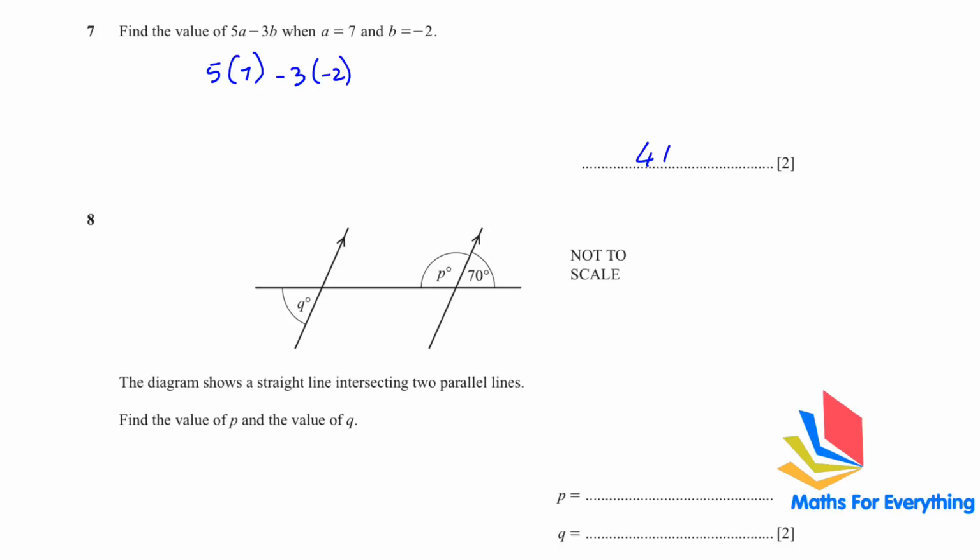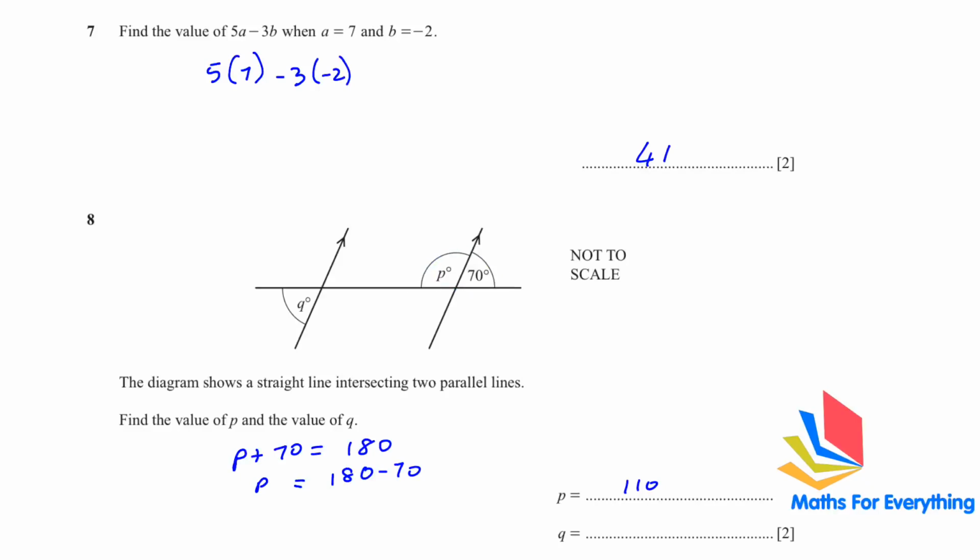Next, we have been given 2 parallel lines and 1 intersecting line. We have to find the value of P and Q. This is a straight line and these are the 2 angles. Angles on a straight line equal 180. So P plus 70 is equal to 180. That will give us P equal to 180 minus 70, which is 110.